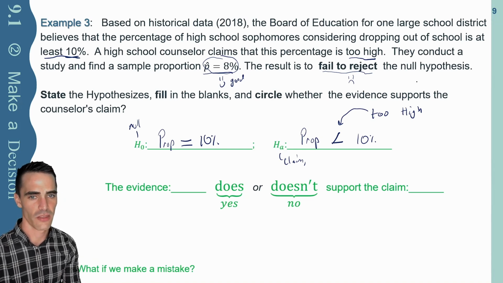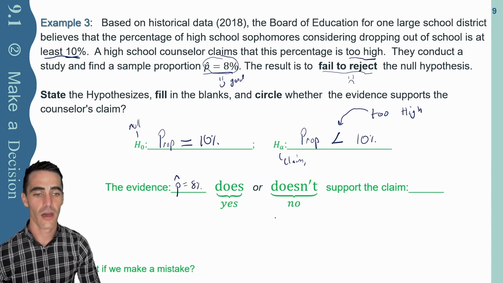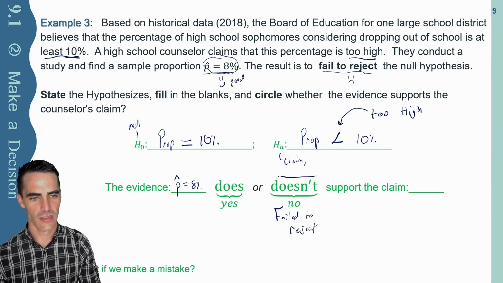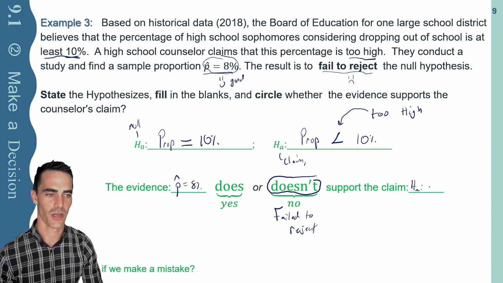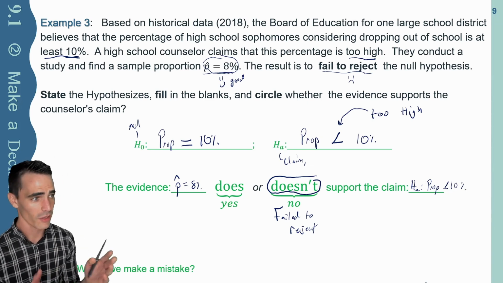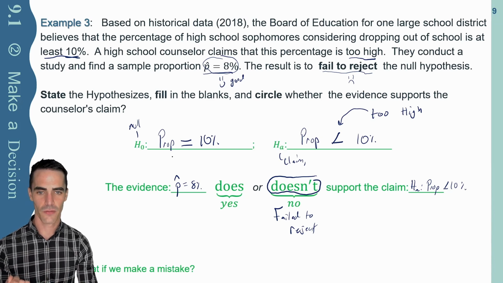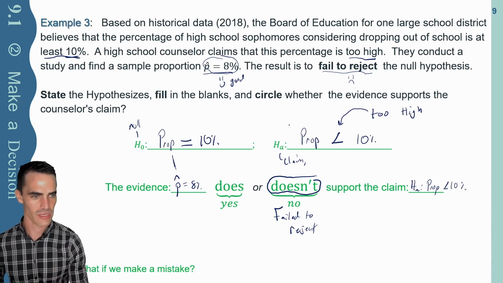If we failed to reject the null hypothesis, what does that mean for our evidence? Again, the evidence was our sample proportion, p-hat, was equal to 8%. Unfortunately, since we failed to reject, this evidence does not support the claim. And again, the claim is always the alternative hypothesis, that the proportion is less than 10%. We might look at 8% and go, oh yes, it is less than. But in reality, that's not significant enough to say that it actually has changed, that it's not at least 10%.